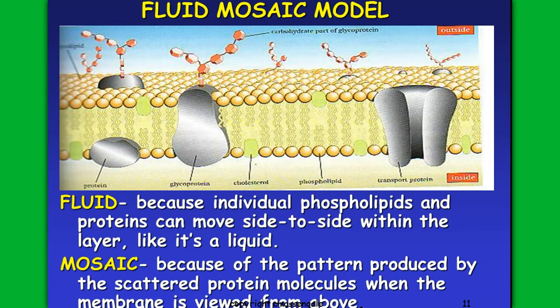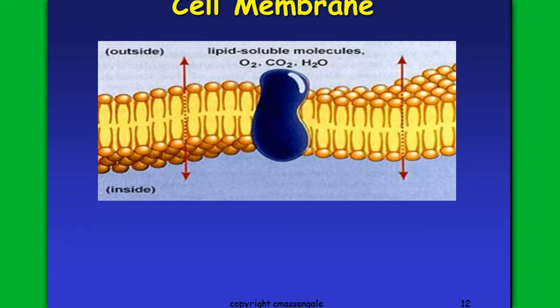Now, when we look at the cell membrane, you can see at the top of the screen that's going to be the outside, and at the bottom of the screen that's going to be the inside of the cell. Well, how come these phospholipids, if they're just these little tiny fatty acid chains, how is it that they can maintain the structure of a cell?